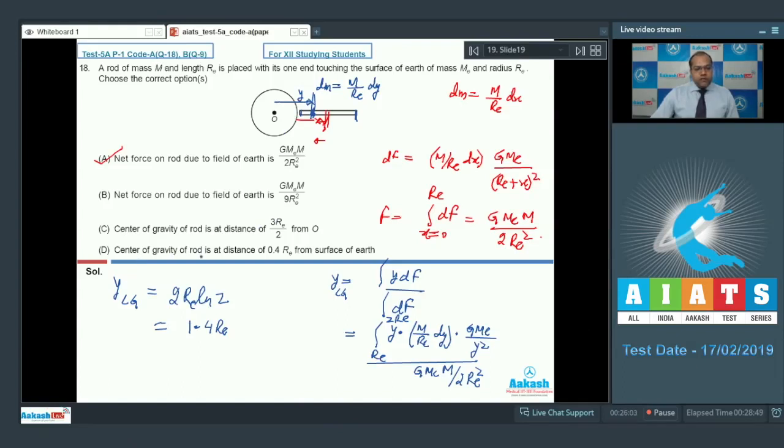In option D, the center of gravity of the rod is at a distance 0.4 Re from the surface of earth. So from the surface of earth, the separation comes out to be 1.4 Re minus Re. So it comes out to be 0.4 Re. So option D is correct. So the correct answers for question number 18 are options A and D. Let's move to question number 19.